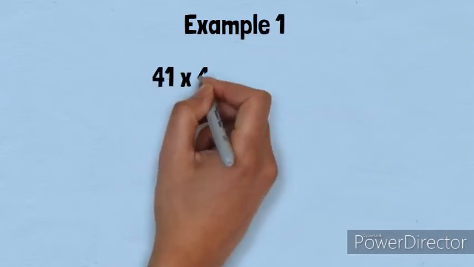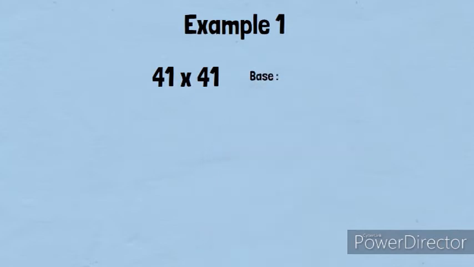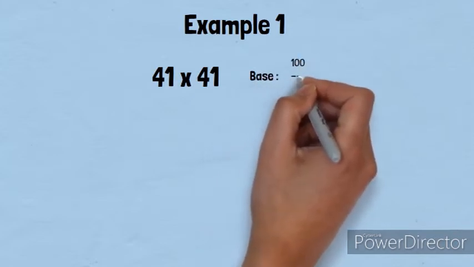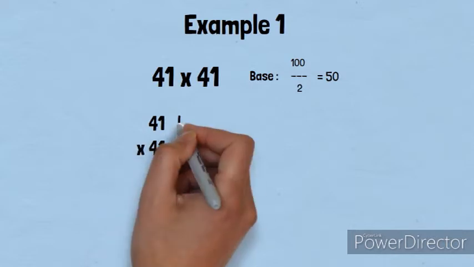Example 1. 41 times 41. 41 is not close to 100 or close to 10. So we have to take the next closest base. The next closest base is 50. So we can either multiply 10 times 5 or divide 100 by 2. Let's divide 100 by 2.